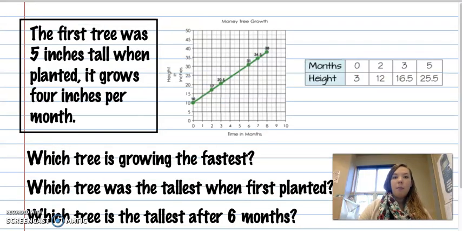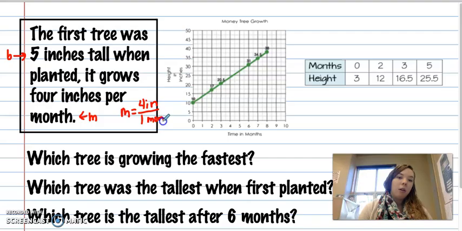All right, our next example is 3 different trees. So you have this graph and this table you can cut and paste in, but you will need to write this part in our box. That's our first tree. So it says the first tree was 5 inches tall when planted. This would be our B because that's its initial height. That's how it started. Slope is always going to be something that happens over and over again. Like this one says it grows 4 inches per month. That is our M. Okay, so in this case, our slope is 4 inches per 1 month. Our B, our initial value is 5 inches.